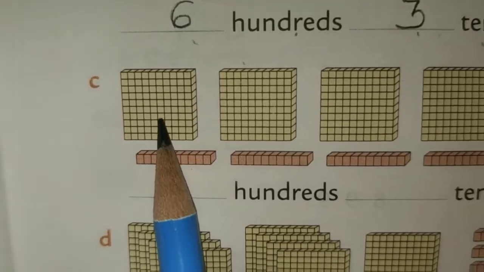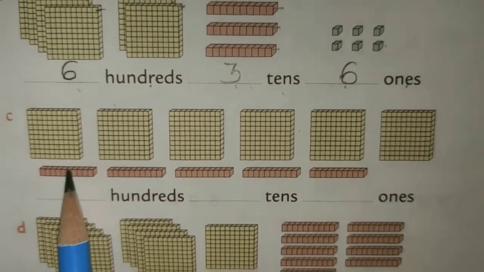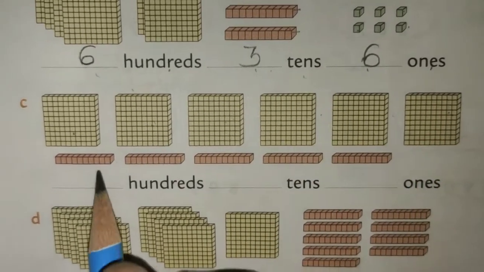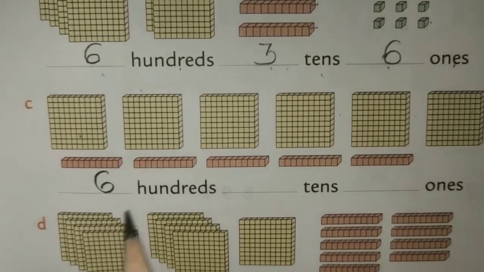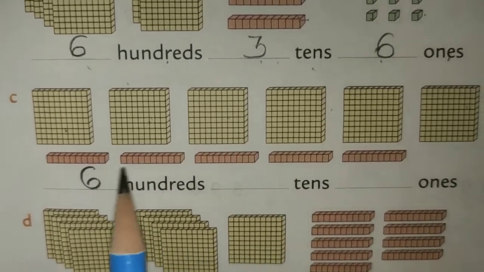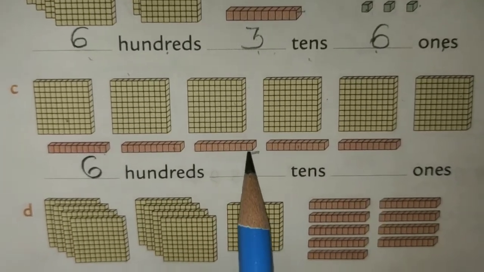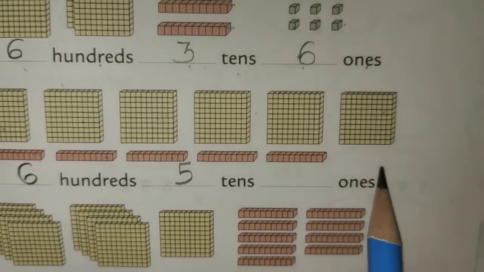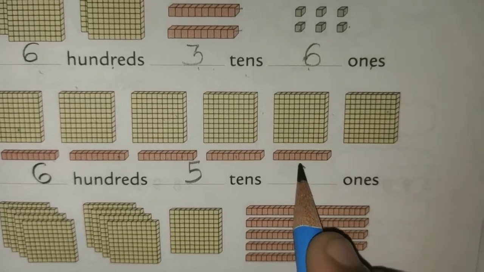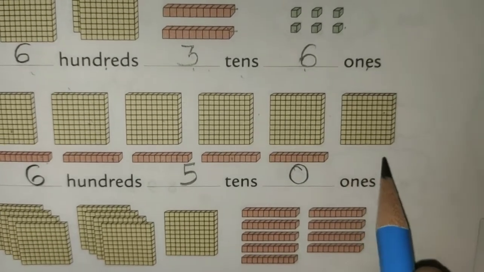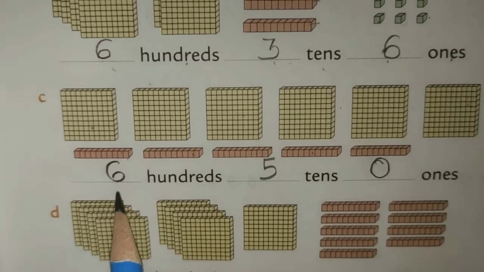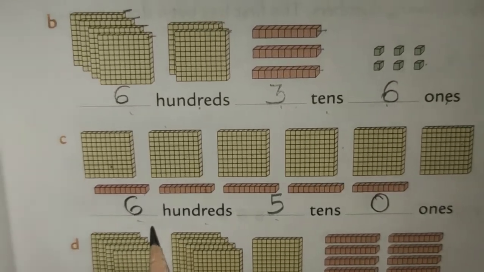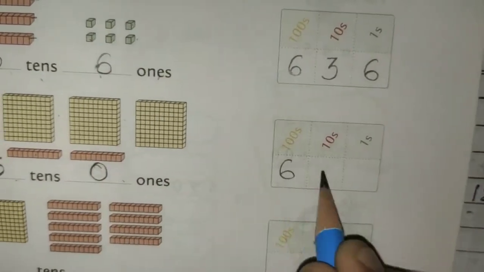See, hundreds are given in the line, so you can count easily: 1, 2, 3, 4, 5 and 6. So you can write 600 easily. Then tens are given here: 1, 2, 3, 4 and 5. But you see there are no ones given. So what do we use for the ones? We will use 0 for the ones because no ones are given. So which number do we get? 600, 5 tens, 0 ones. So it is 650. Write 650 here.